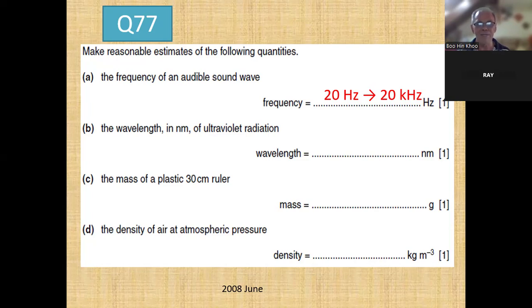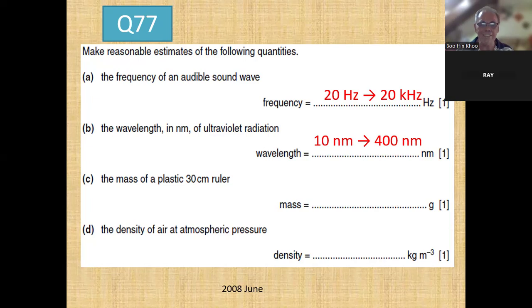Ultraviolet also, you must know the magnitude in nanometer. As long as you can measure, it's shorter than visible light, that's all. I think 100 nanometer. Okay, 100 nanometer, you're right.